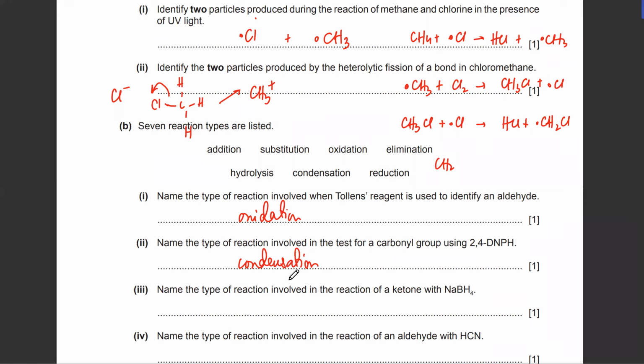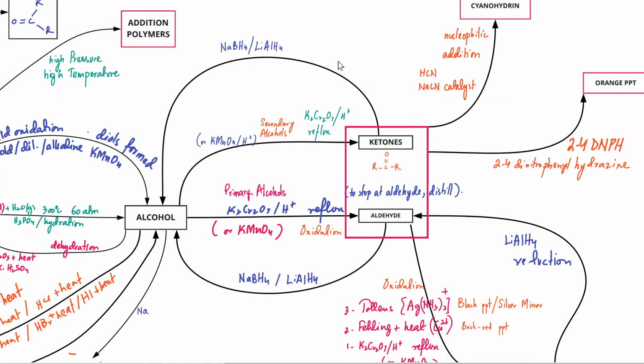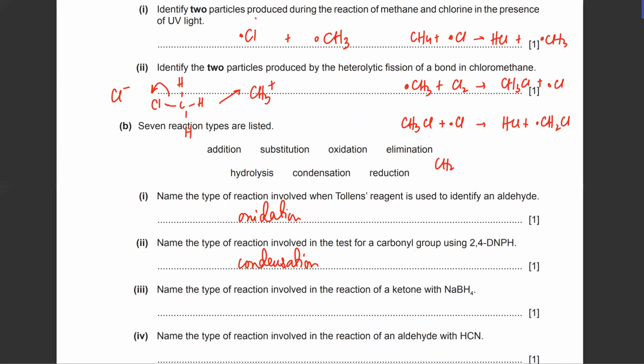Here, name the type of reaction involved in the reaction of a ketone with NaBH4. What is that? Ketone with NaBH4, that's reduction. You go back to an alcohol, a secondary alcohol. So NaBH4 and LiAlH4 are used for reduction. So the type of reaction involved is going to be reduction.